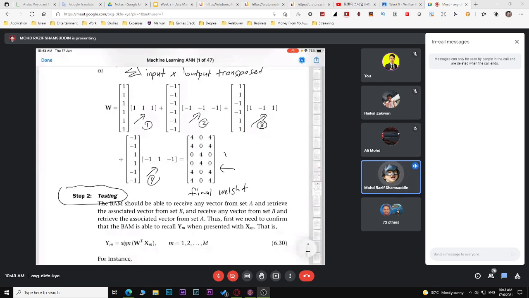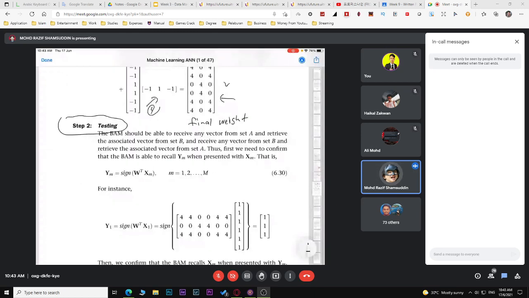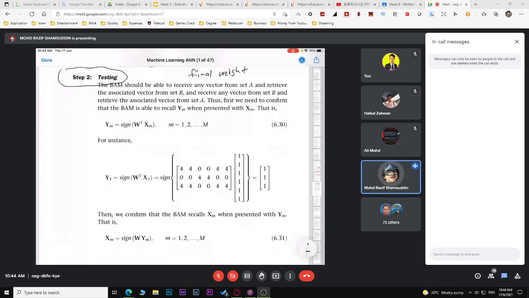So when we have the weight, we can immediately do the testing, right? The bidirectional associative memory testing. The bidirectional associative memory should be able to receive any vector from set A and retrieve the associated vector from set B, and receive any vector from set B and retrieve the associated vector from set A.